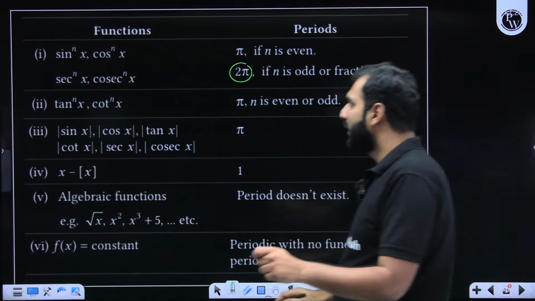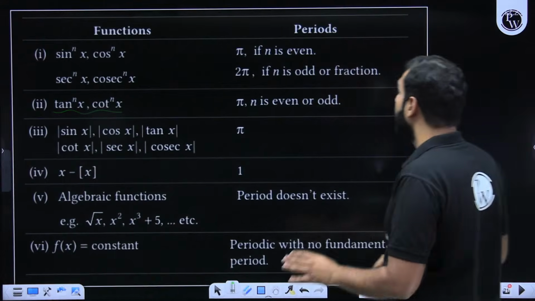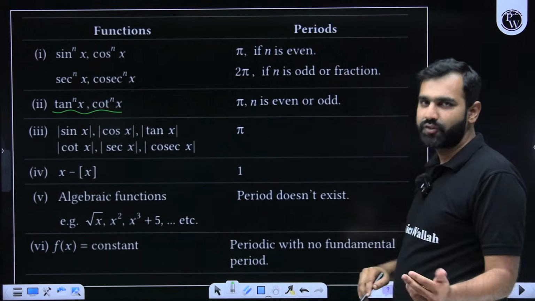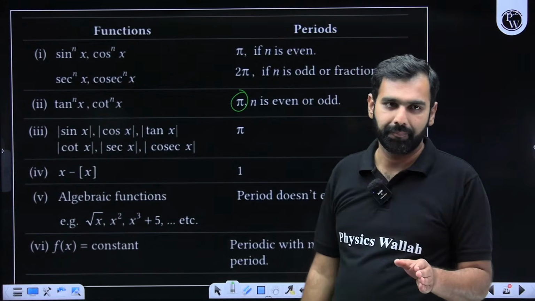But here, with tan x and cot x, you got to remember, when you raise them to a certain power n, whether n is even or odd, basically n should be a natural number, in that case, the period will remain pi only.